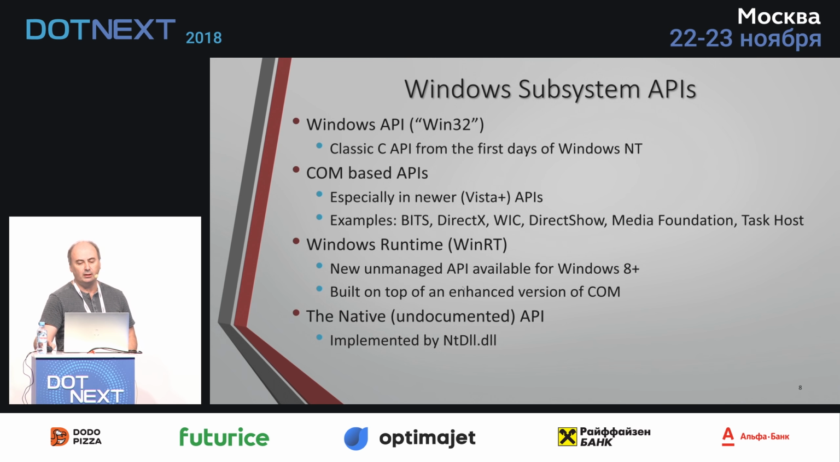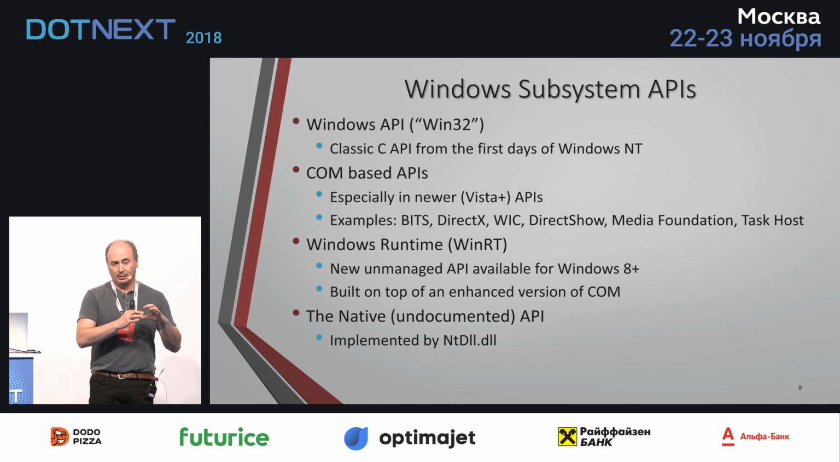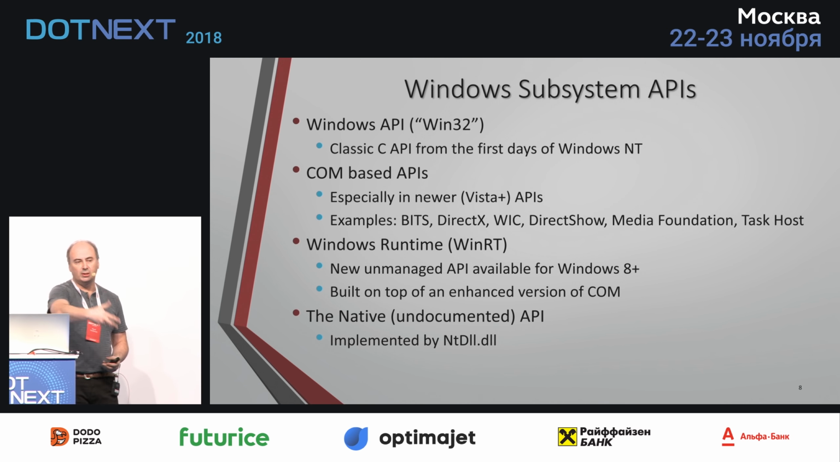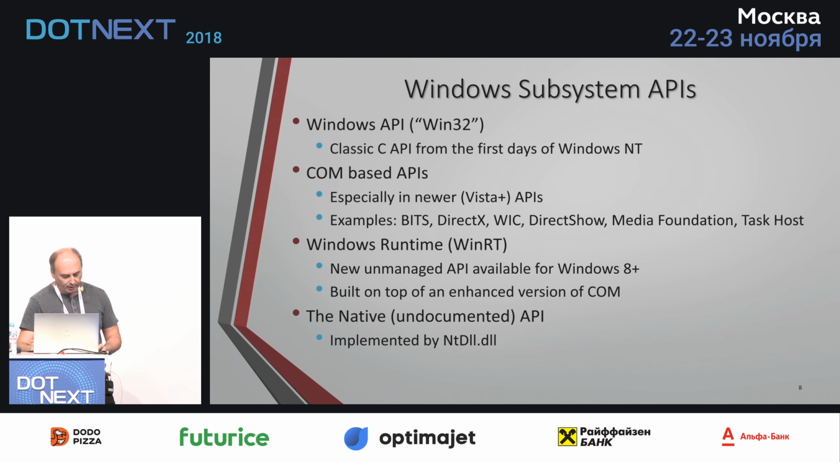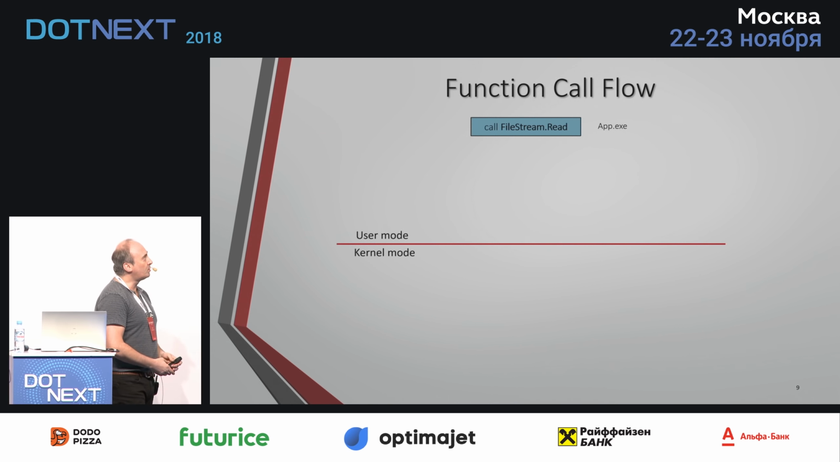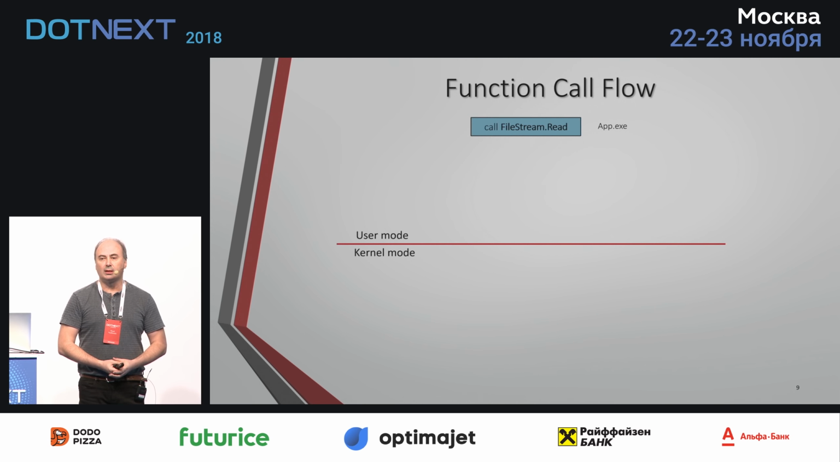And finally, there's the native undocumented API implemented by NTDLL, which is that last layer which is still in user mode, which actually makes the transition into the kernel. So here's an example. Let's say I'm in .NET now, and I'm using the FileStream class, and I'm calling the Read method. I do that sometimes.